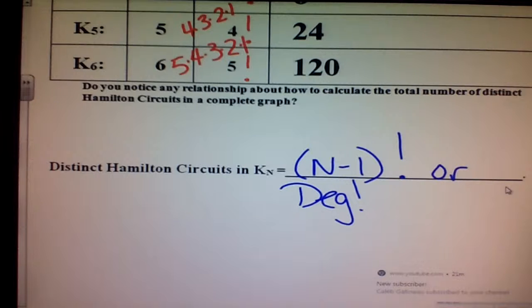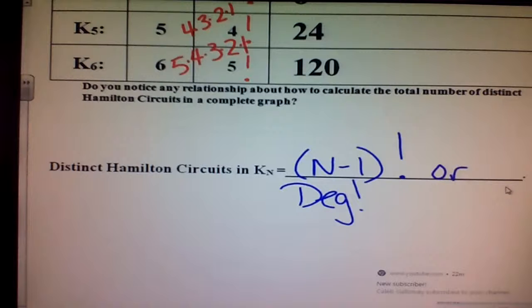Okay, so what you need to be able to accomplish with these formulas is, I should be able to give you this, and you should be able to tell me how many vertices you have, the degree of each vertex, the total degree, the number of edges, and the Hamilton circuits.